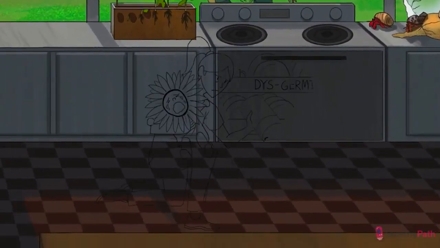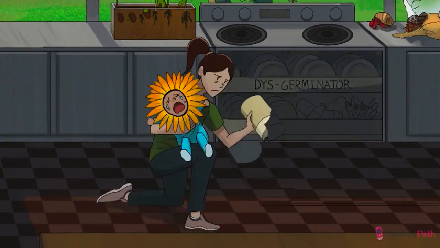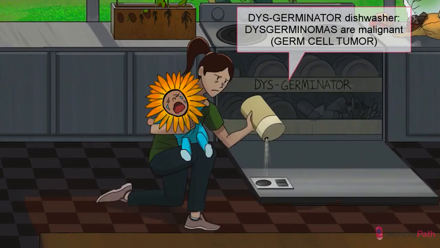Let's now move on to the most common malignant germ cell ovarian tumor, dysgerminomas. And when I say dysgerminoma, I want you to think of the dysgerminator dishwasher here, that dysgerms your dishes, if you will. Dysgerminomas are the counterpart of testicular seminomas in males. In fact, the two look identical under the microscope.